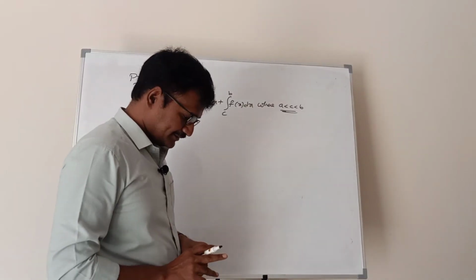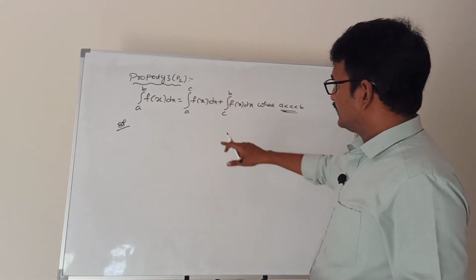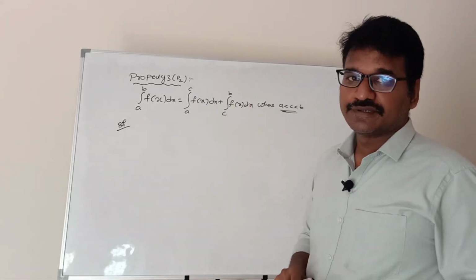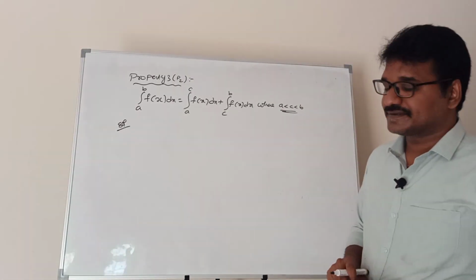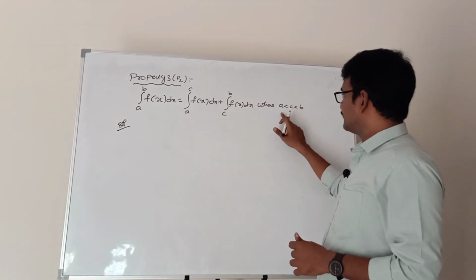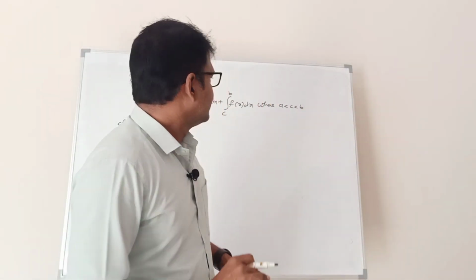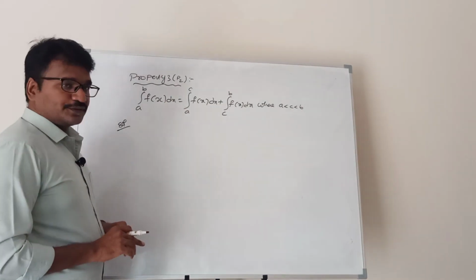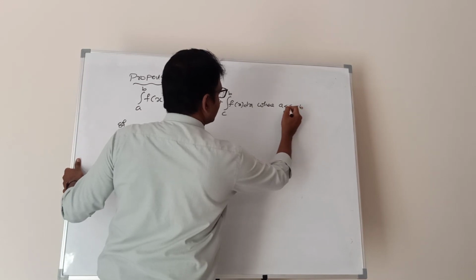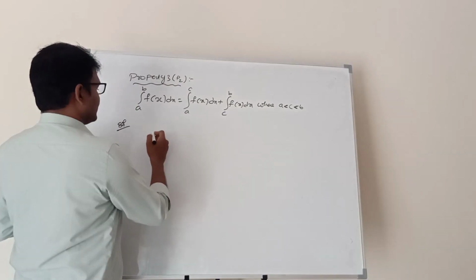Next, property number 3. The integration from a to b of f of x dx is equal to the integration from a to c of f of x dx plus the integration from c to b of f of x dx, where a is less than c is less than b. That means c must lie between a and b. This condition is very, very important. So let us check whether LHS is equal to RHS or not.